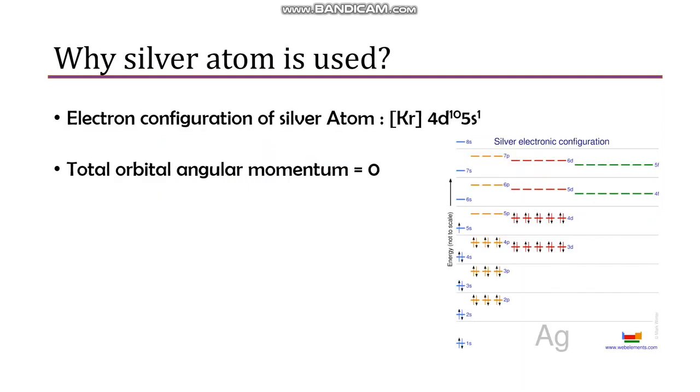So why is silver used? First, silver has the electron configuration of krypton 4d10 5s1. It has net orbital angular momentum of 0. How can we calculate the net orbital angular momentum if we have 47 electrons in the atom?